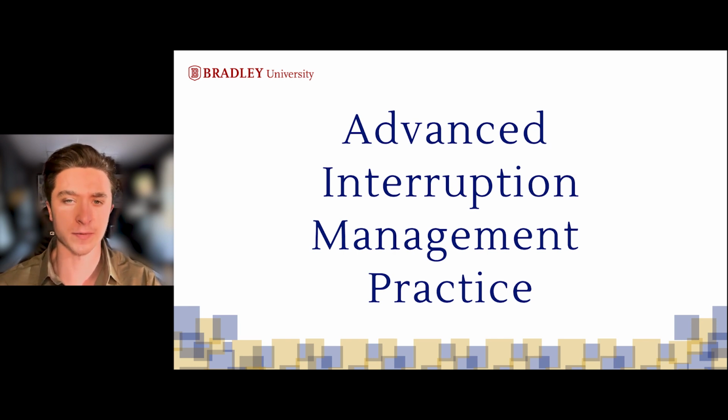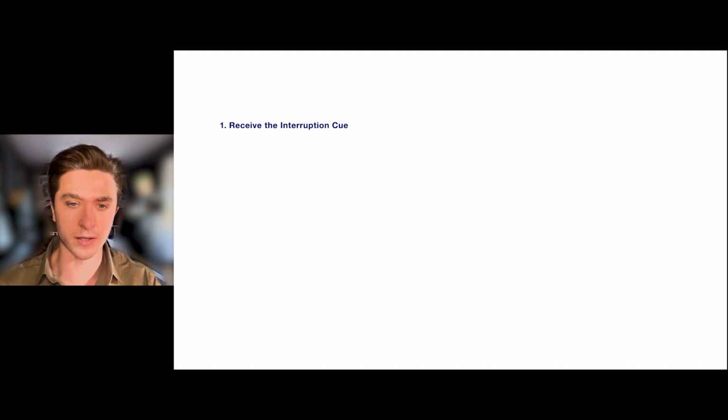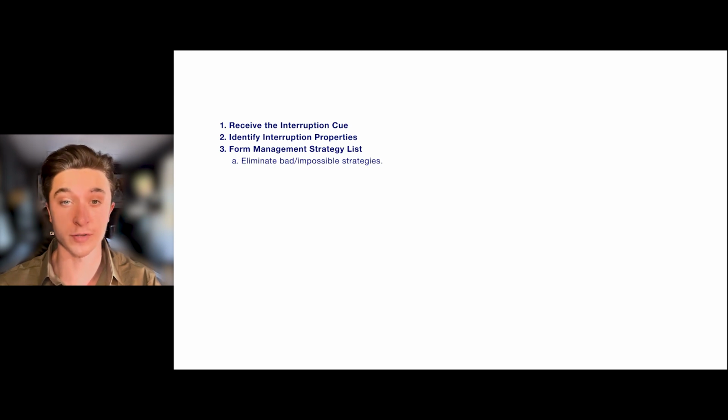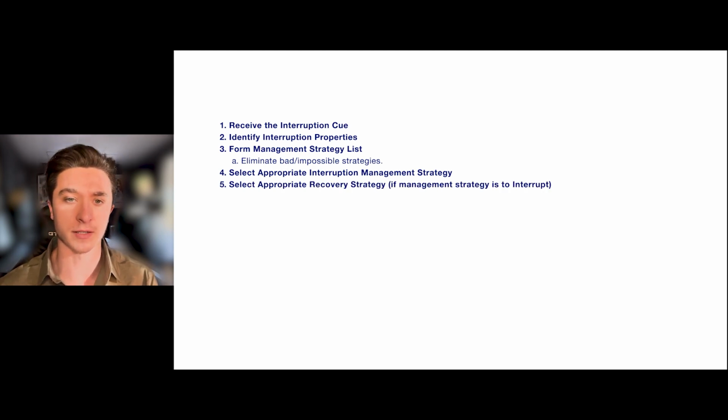Now, while the previous lessons have explained the steps in order, we've yet to lay them out in a comprehensive list. The order of operations, so to speak, of interruption management is as follows, right? We receive the interruption via the interruption queue. We identify the interruption properties. We form a management strategy list, which just means eliminating the bad or impossible strategies. Then, from that list, we select an appropriate management strategy. Then, if that strategy was to interrupt, we select an appropriate recovery strategy. And then, finally, we execute the interruption management and recovery strategies that we've chosen.